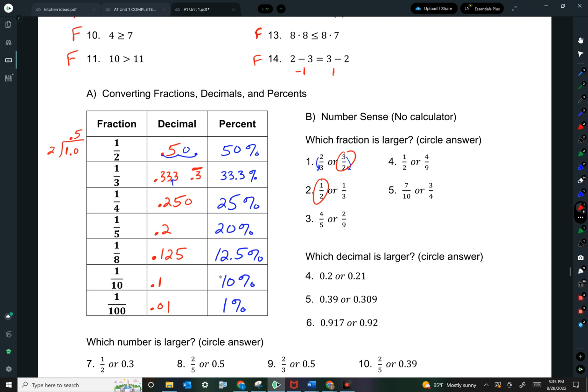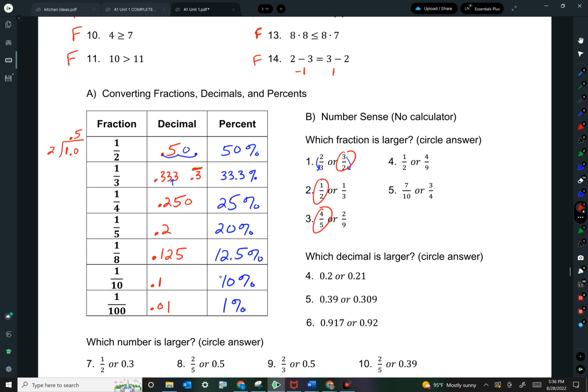Number 3, which is larger, 4/5 or 2/9? There's a lot of different ways to think this through. When I see 4/5, I know that that's more than 1/2. Why? Because 4 is more than half of 5. But this one, 2/9, I know that that's less than 1/2. How do I know that? Because 2 is less than half of 9. So I know that 4/5 is definitely more than 2/9.